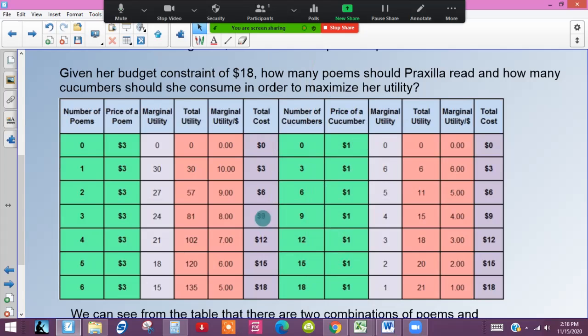This purple column is the total cost if she consumes the number of poems, or reads the number of poems here. So we see the total cost of reading 6 poems is $18, which is her budget. Just so, and that's going to be very important when you're figuring out what the answer is.